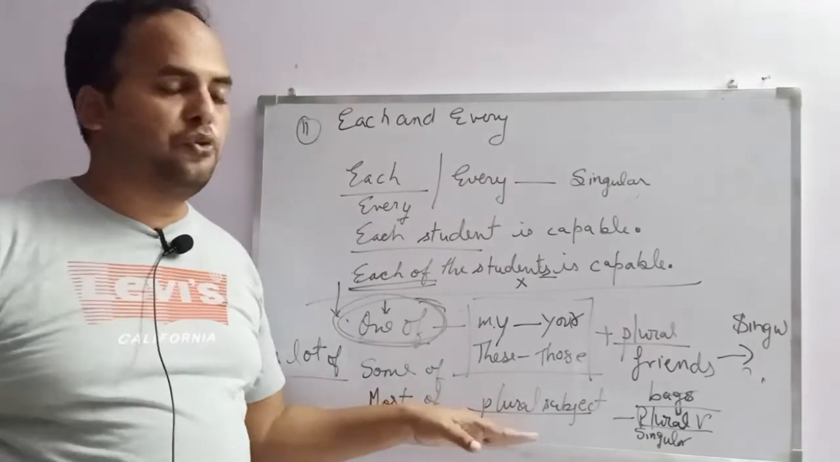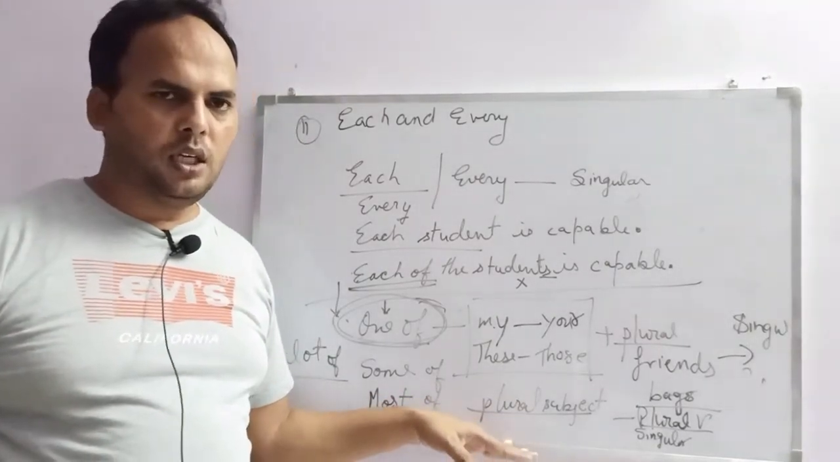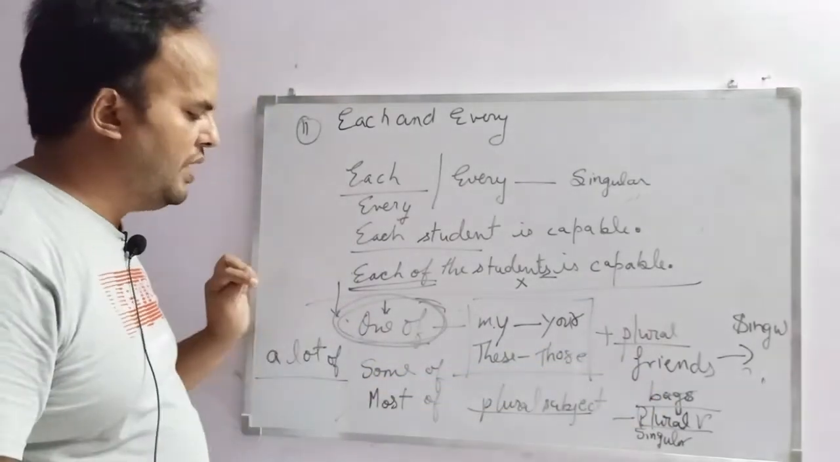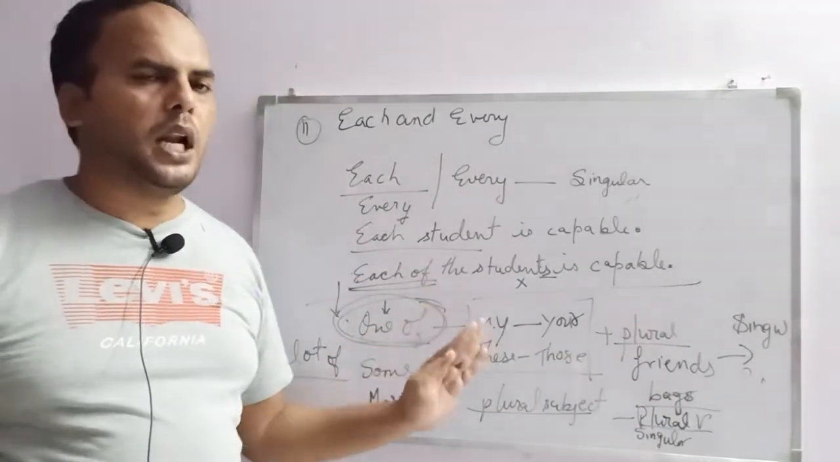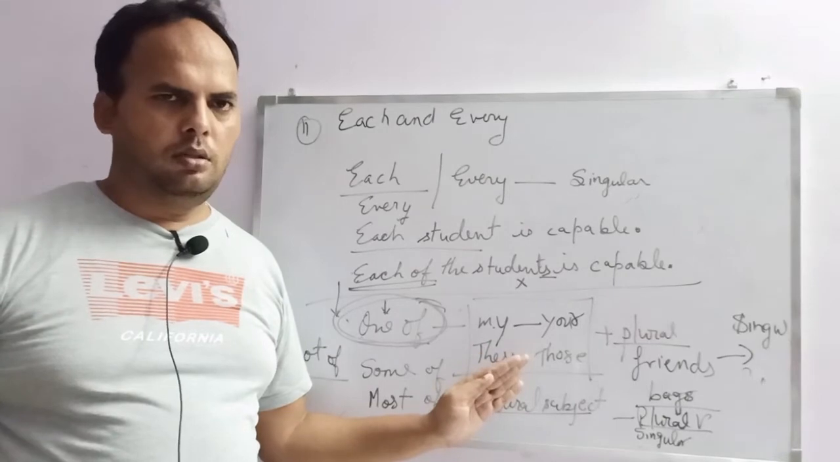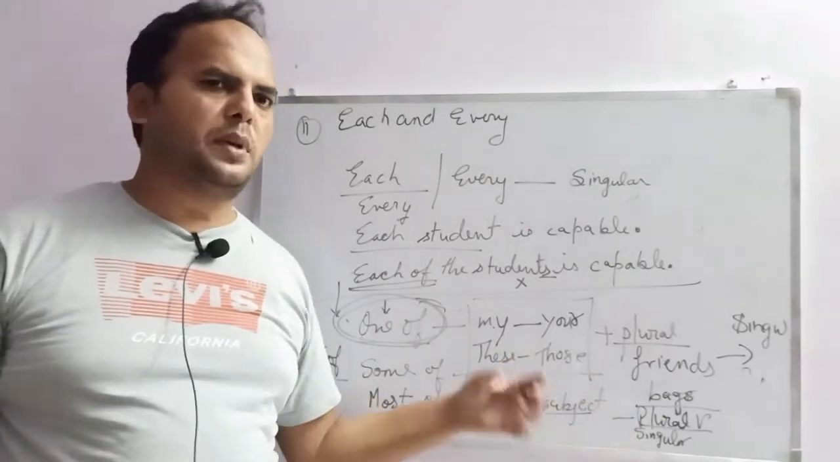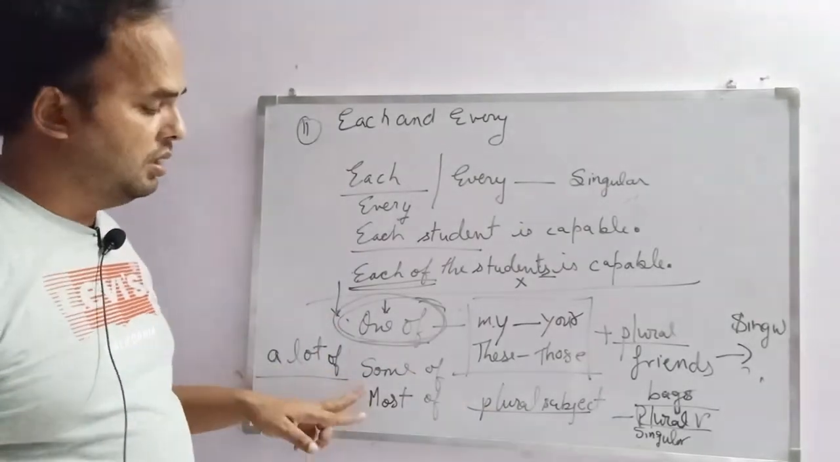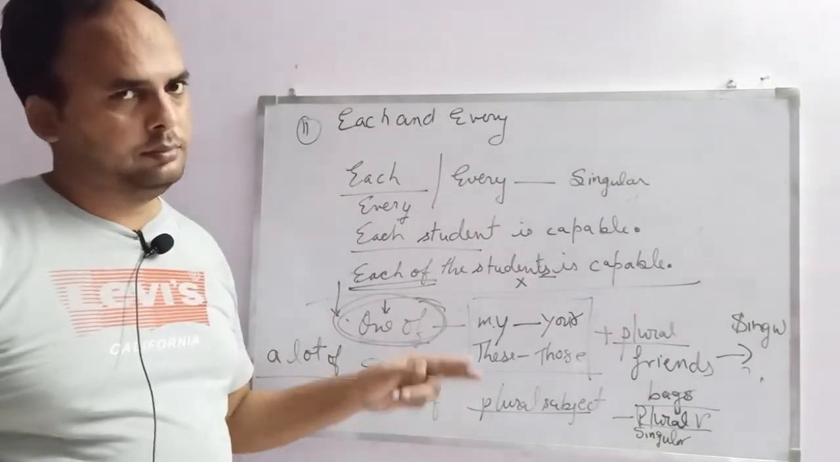Most of my friends are going. Now, if I say some of the milk, the verb is singular, because milk is uncountable. The same thing, most of the milk is.